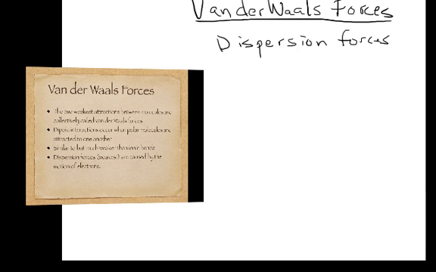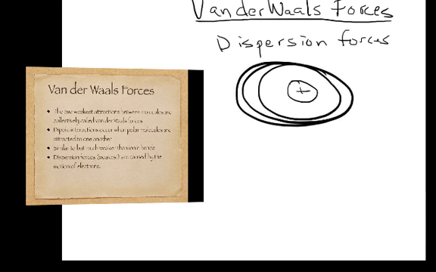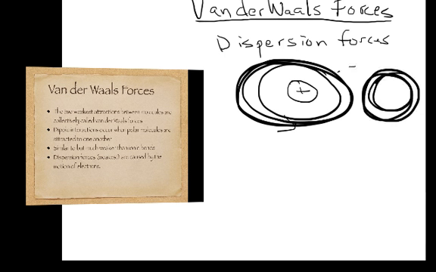The next one is called dispersion forces, and this is the weakest of all of them. It is simply caused by the motion of electrons. If you've got your nucleus and these electrons moving around, their movement causes an attraction between other atoms. That's known as dispersion forces. The more electrons you have, the more dispersion forces you have.